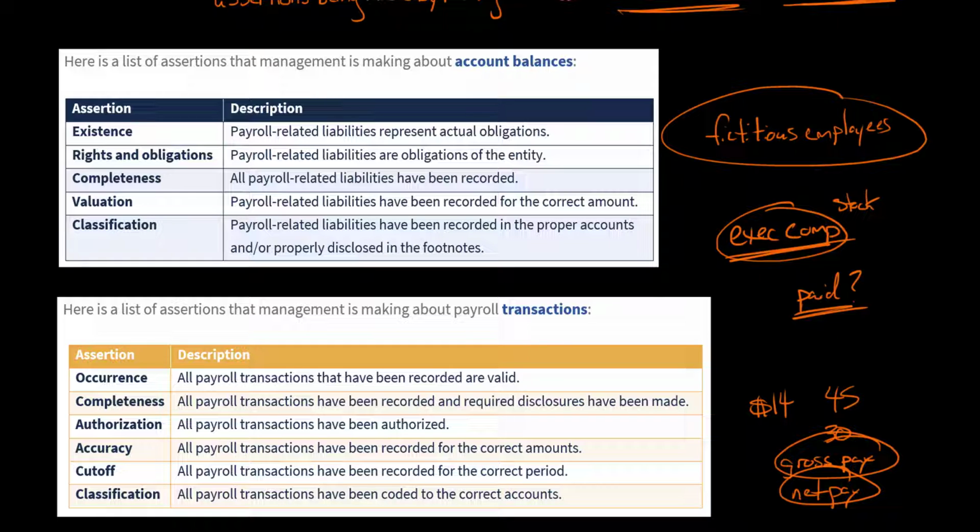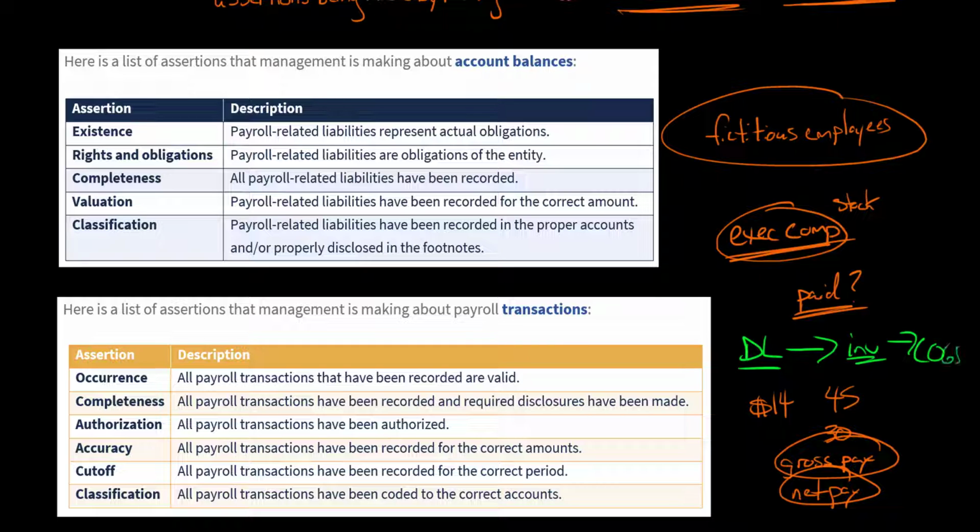Classification is very important, and I already mentioned that with respect to what type of compensation expense this is. If we're talking about a manufacturer, is this a product cost or a period cost? It's very different for a manufacturer, the compensation paid to an accountant versus compensation paid to someone working on the assembly line. So wages paid to somebody working on the assembly line for a manufacturer is going to be direct labor, and that is going to go to inventory. And then when the inventory is sold, it's going to go to cost of goods sold.